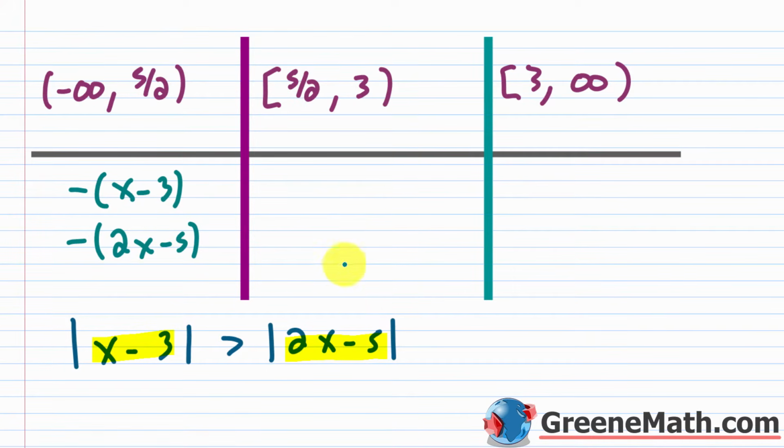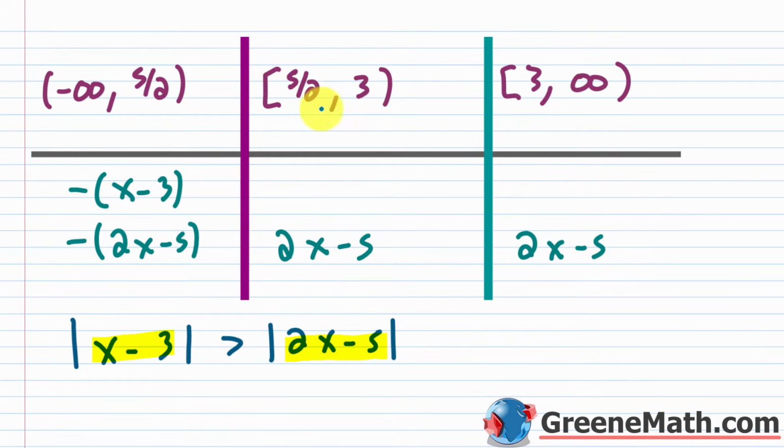When we get into this interval, you think about 5 halves itself. The reason it's included here is because 5 halves would make this expression 0. Whether it's 0 or some positive value, you can just drop the absolute value bars. So this one would be 2x minus 5, and in the next interval it's positive, so it's also just 2x minus 5. If it's 0 or positive, just drop the absolute value bars.